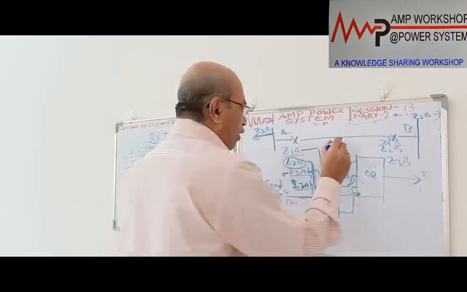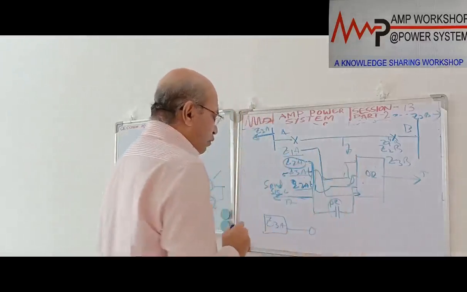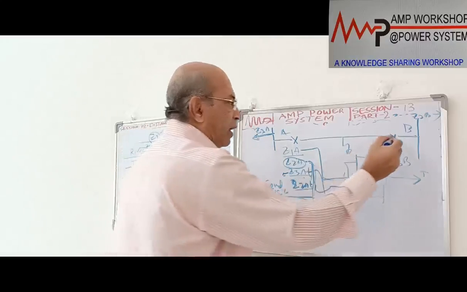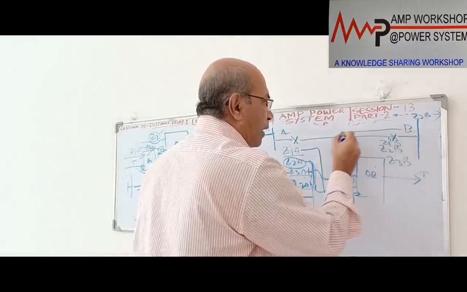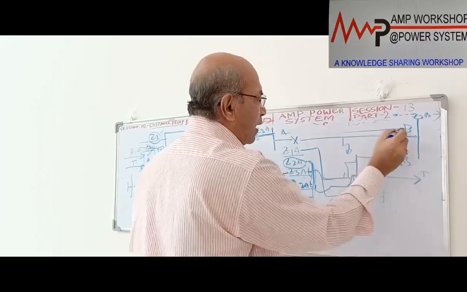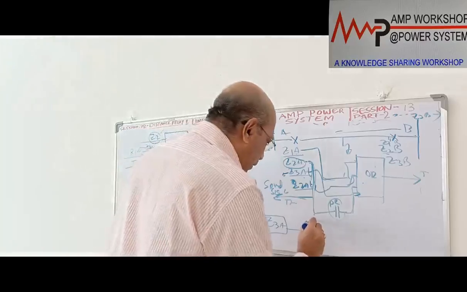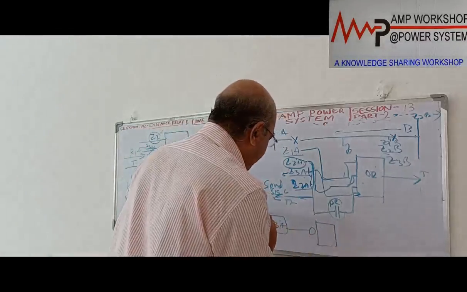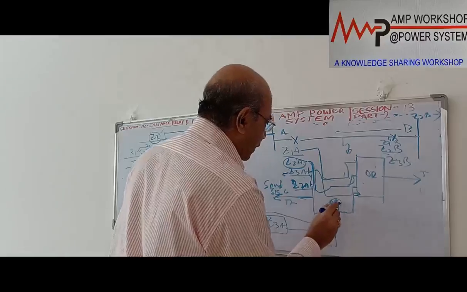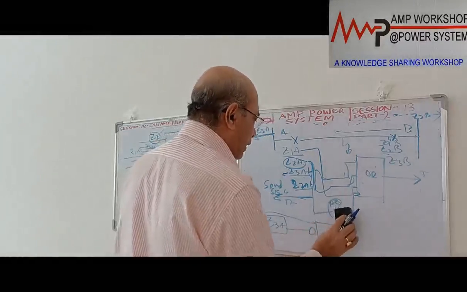And suppose the fault is over here. In that case, what will happen? Z3 will not operate, but it will get a signal from here. As it is in the permissive scheme, it will get a signal. At that time, not received, and at that time, signal received. This PR signal received, I can say over here in a different way.